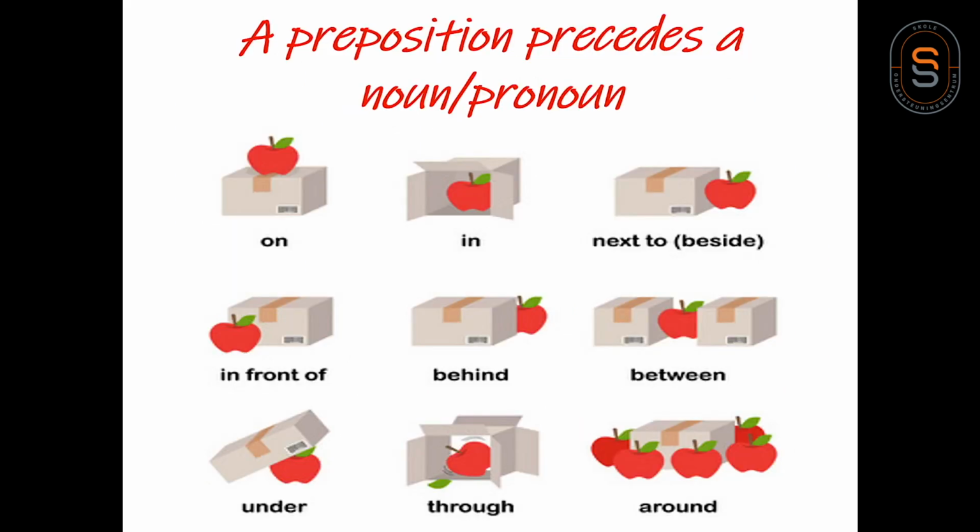A preposition. A preposition precedes a noun or a pronoun. Look at the examples we have. The apple is on the box. The apple is in the box. The apple is next to or beside, in front of, behind, between, under, through, around.